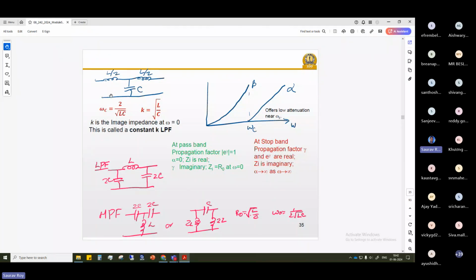See, now if you plot this factor k, as I told you, this k is a factor. This k factor is very important in filters, which in this case is square root L by C. That's why this particular filter topology is called constant K LPF, constant K low pass filter. Why constant K? For omega equals 0, if you put this, K is not dependent on frequency. So actually this circuit's K is not dependent on frequency. So that is why it's constant K. And you will see how it is required or important.